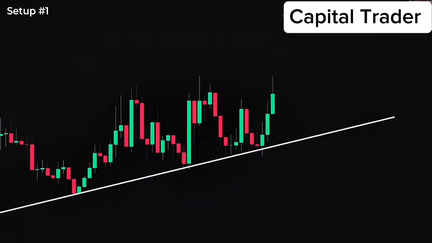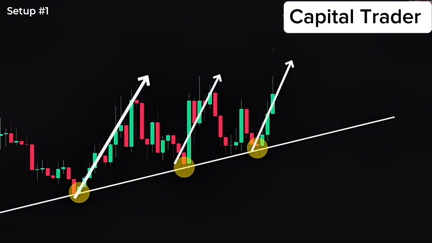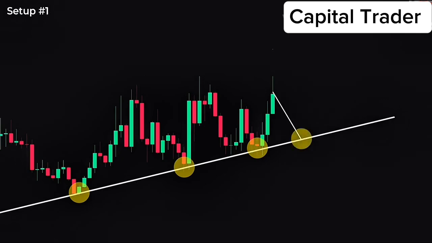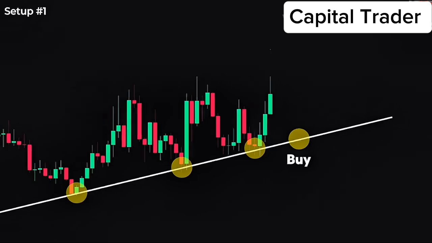For example, in this chart, we have connected the swing lows to draw a trend line. Look carefully. In the past, whenever the price touched the trend line, every time it bounced back. In such a case, we can expect that in the future, whenever the price reaches this level, it will bounce back upwards again. So here is a possible trade setup: if the price comes to the trend line again, we can take a buy trade if the trend line holds.